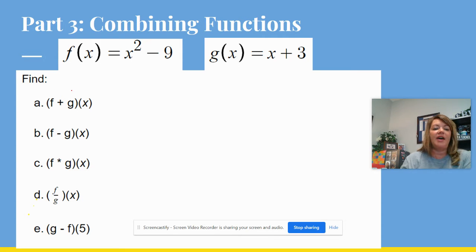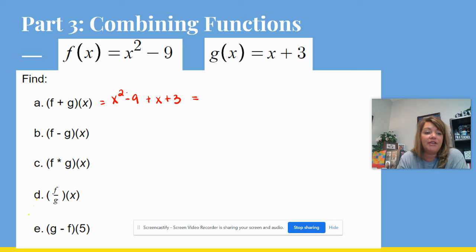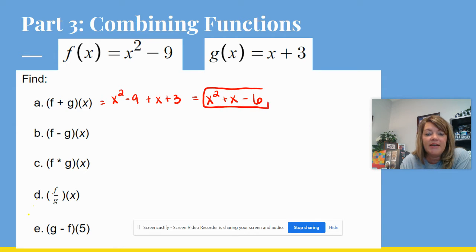Okay, f plus g of x. That means I'm going to add f of x plus g of x together. So I'm going to do x squared minus 9, that's f plus g, so plus x plus 3. I'm going to work this way so I can keep it neat. I'm going to combine like terms. This one's pretty easy. This is x squared. I'm going to write my answer in descending order, plus x. And then negative 9 plus 3 is negative 6. So there is f plus g added together.